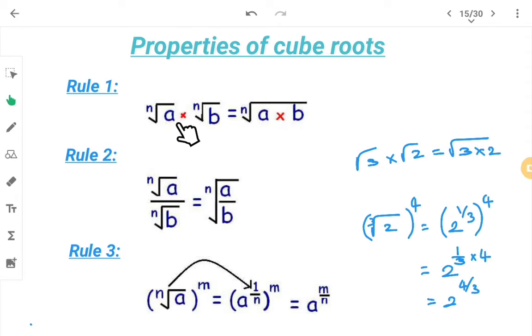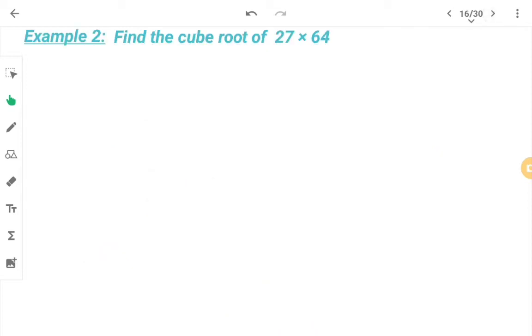First one is, if the numbers are in a multiplication, you can take a common root. If the numbers are in a division, you can take a common root. And you can multiply this root a, the whole power m, is nothing but a power m by n. Got it, children? Yes. Let us see another example.